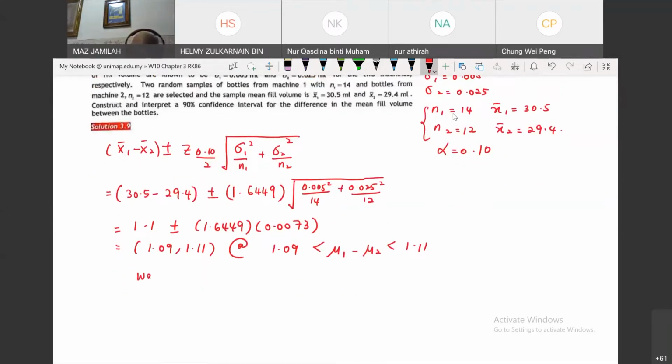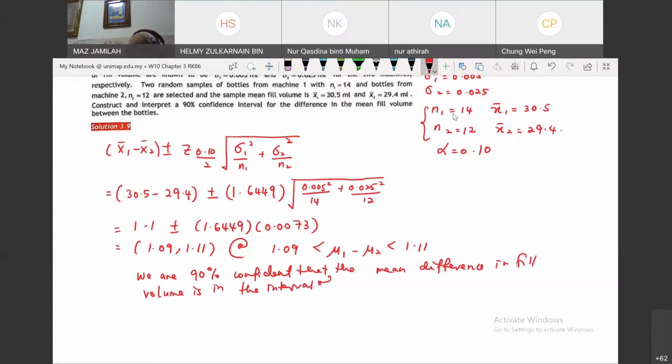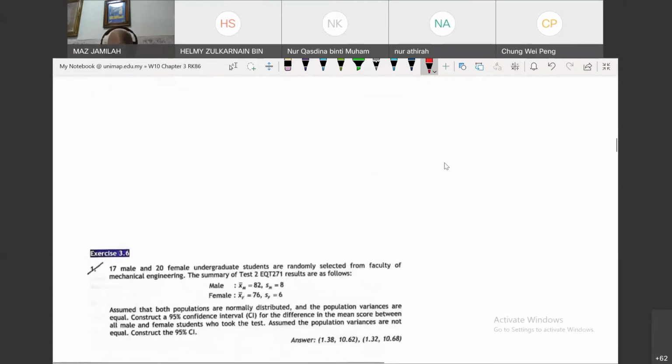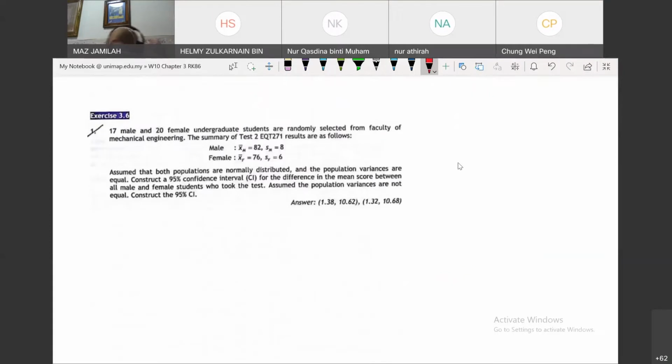We are 90% confident that the mean difference in fill volume is in the interval of 1.09 ml and 1.11 ml. Okay, so that would be your conclusion. Okay, so very quick on the one of the equation of your exercise.